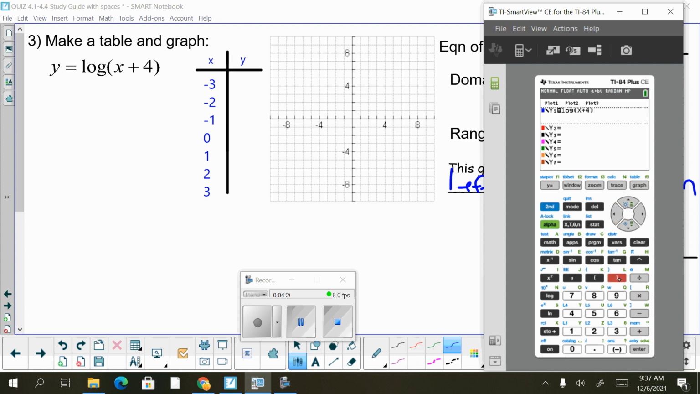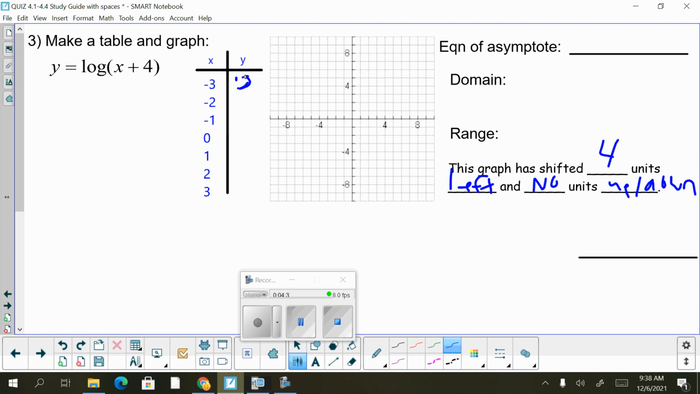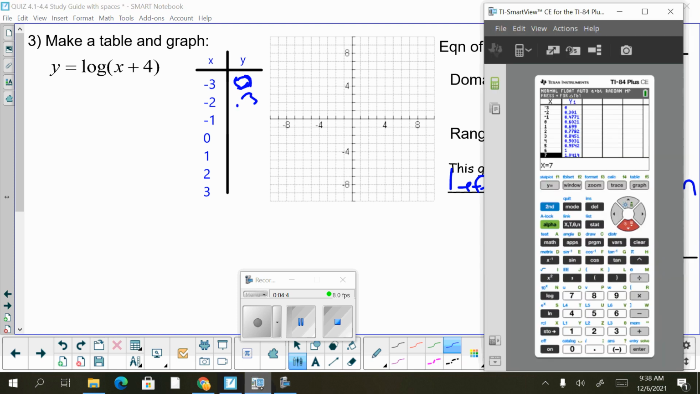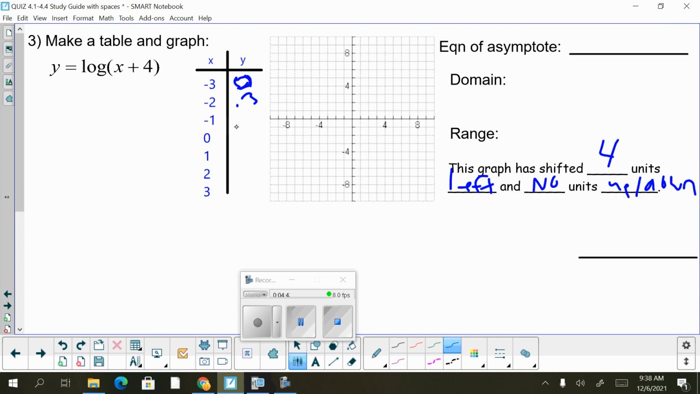Now with log graphs, we oftentimes see errors in our table because you cannot take the log of a negative number or a 0. If you scroll this way, you do see some errors. Now luckily, because of the way our shift is, we are not going to have any errors on our table. It'd be 0. And then 0.3, that's a 0. And then 0.47, I'll just go 0.5.